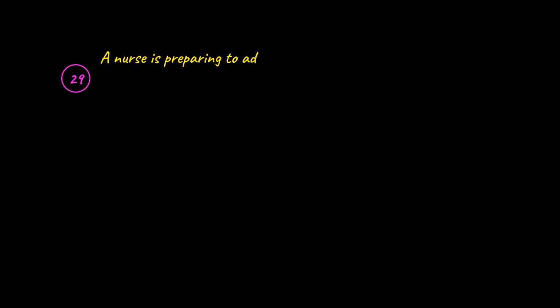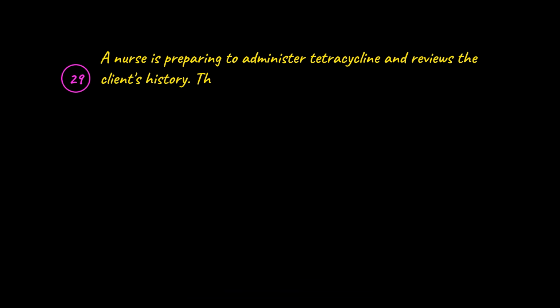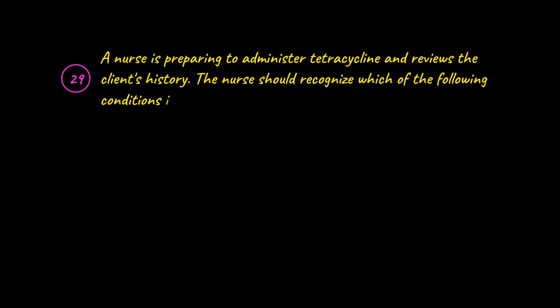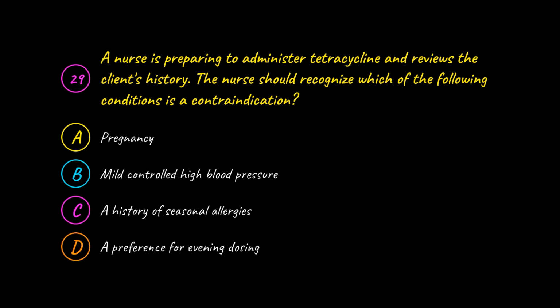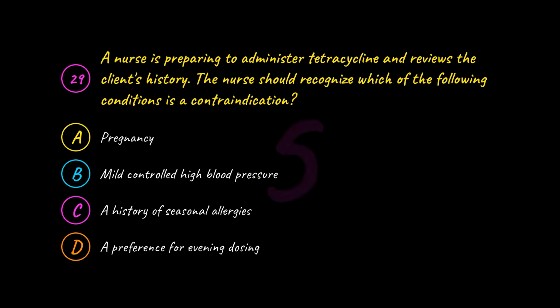Question 29. A nurse is preparing to administer tetracycline and reviews the client's history. The nurse should recognize which of the following conditions is a contraindication. Your options are A. Pregnancy, B. Mild controlled high blood pressure, C. A history of seasonal allergies, D. A preference for evening dosing. Pick one. Trust your gut. Here's your chance to test yourself.